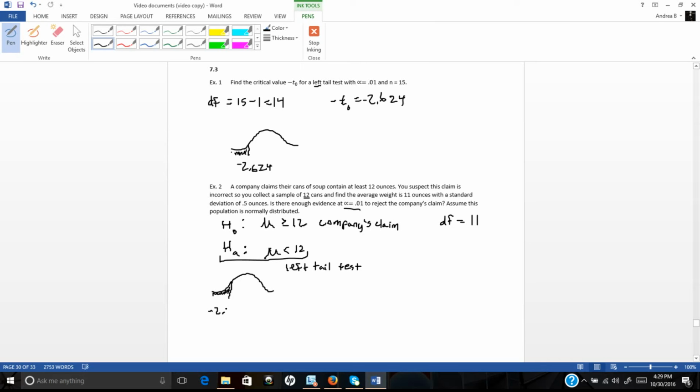So it'd be a negative 2.718 here in this case. If it's on the left side, it'll be negative. If it's on the right side, it'll be positive. So something to keep in mind there as well whenever you're writing these out. Or if it's a two-tail test, once again, it only gives the positive version. The negative version would just be the same number, but negative instead. So make sure you're keeping an eye on that as you're going through and doing this as well.